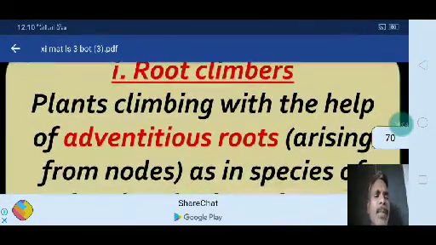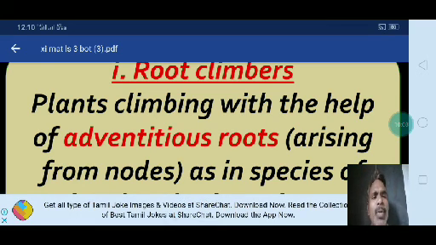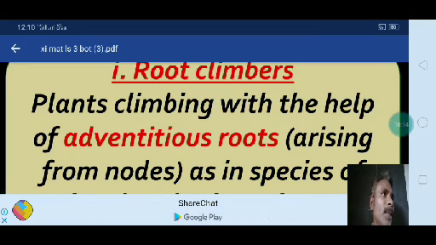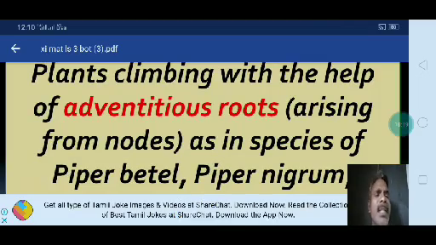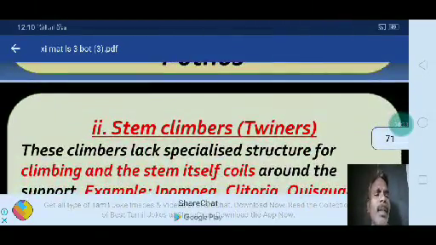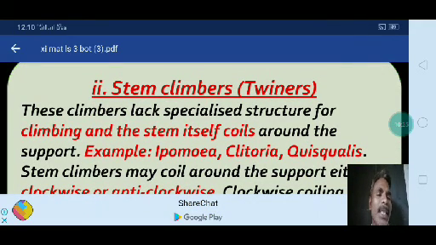Apart from this, there are a number of climbers. First one is root climber. Plants climbing with the help of adventitious roots arising from nodes, as in Piper betel, Piper nigrum, pothos. Then stem climbers, twiners.